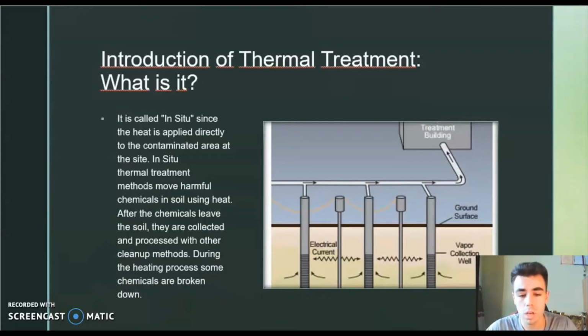The thermal treatment methods move harmful chemicals in soil using heat. So they heat the soil and then the chemicals evaporate through soil and groundwater. And after the chemicals leave the soil, they are collected above the ground and processed with other cleanup methods. And during the heating process, some chemicals are destroyed or broken down.